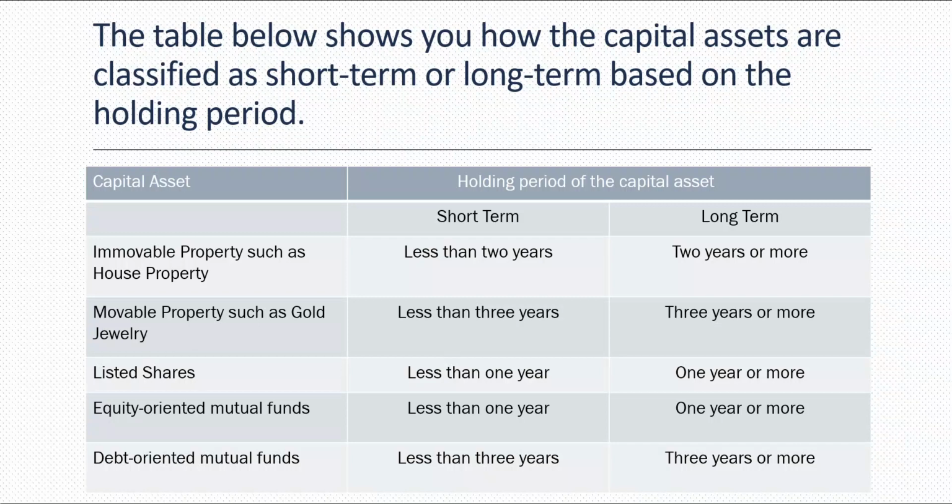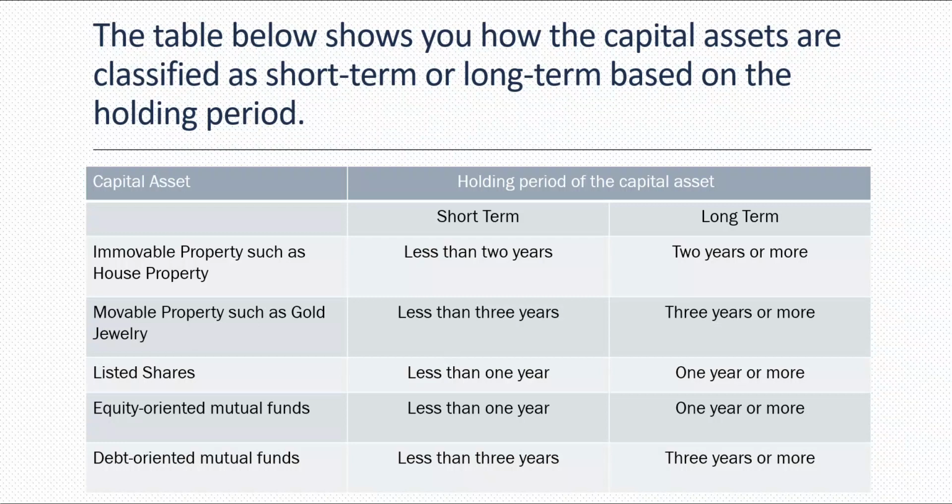Capital asset, holding period, which is the top line, short term and long term. Immovable property, such as house property: less than 2 years is short term, more than 2 years is long term. Movable property, such as gold or jewelry: less than 3 years is short term, and 3 years or more is long term. So if you have gold, you have to hold it for at least 3 years and then sell it, then it will become long term. So you will get the benefit of that. Otherwise, you have to pay a higher tax rate.